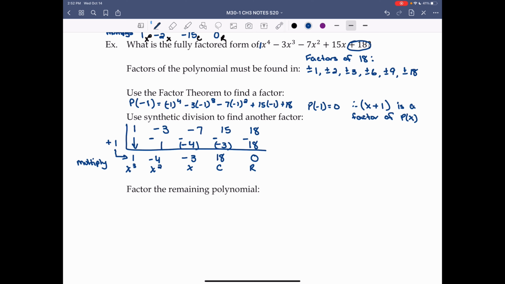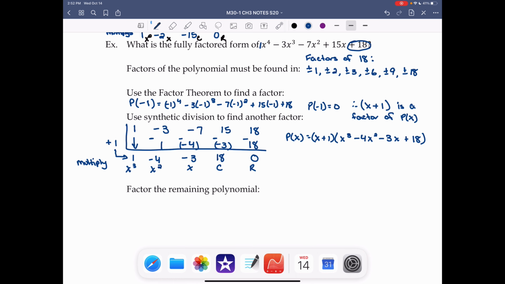So then we can write p of x as x plus 1 times the remaining polynomial x cubed minus 4x squared minus 3x plus 18. So we can use the integral factor theorem again. We can also use our graphing calculator to find another one of our x values.